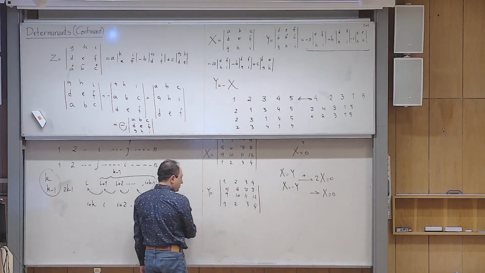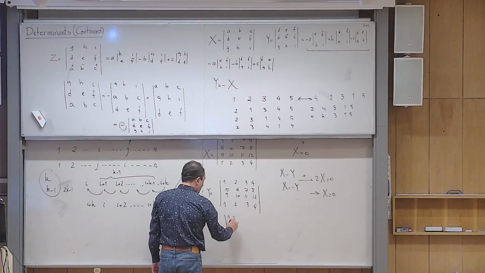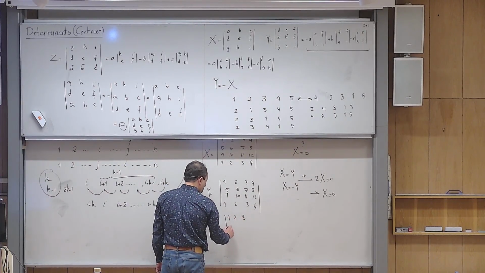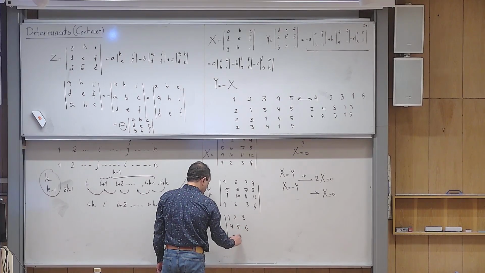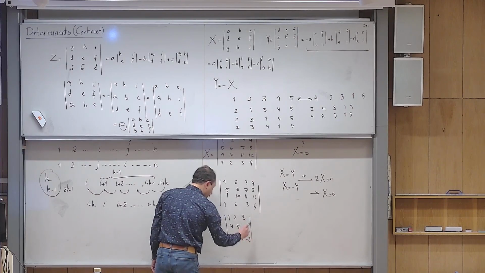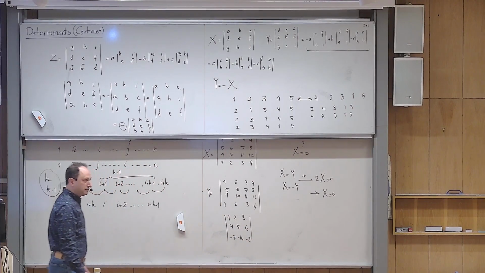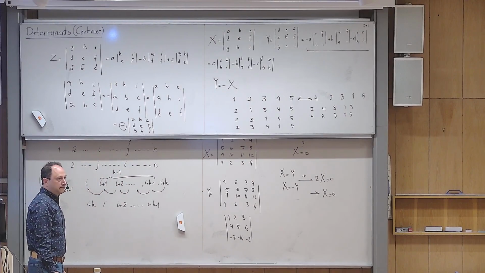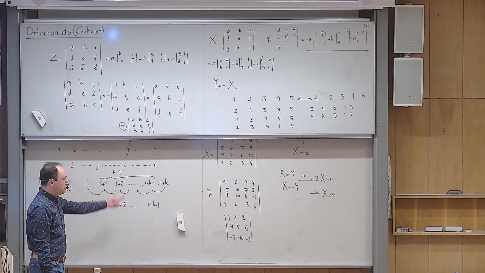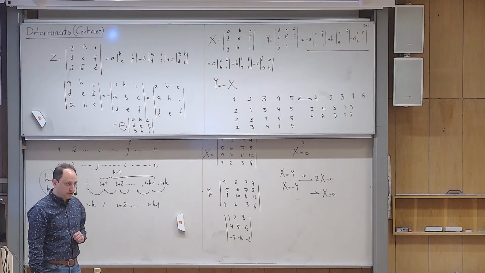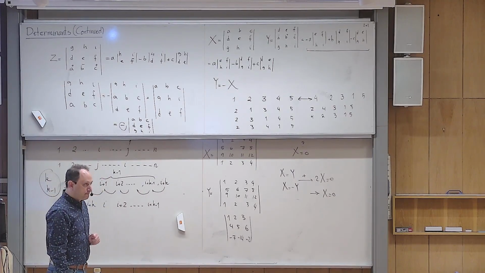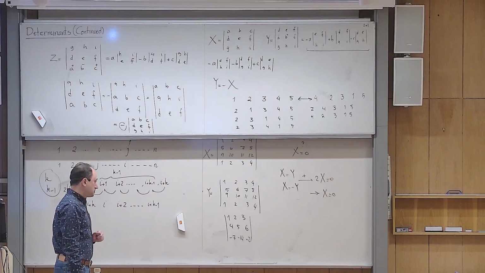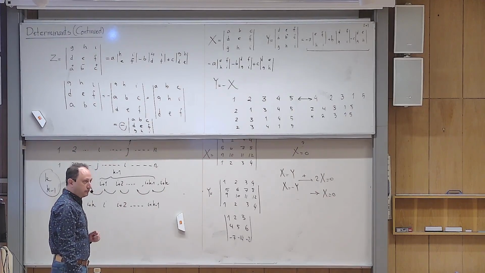We can also do more than that. For example, if I say 1, 2, 3, and 4, 5, 6, and then I write -7, -14, -21. What is the answer to this determinant rather immediately? This is something you need to remember from the previous session. The answer to this is also 0, but why?